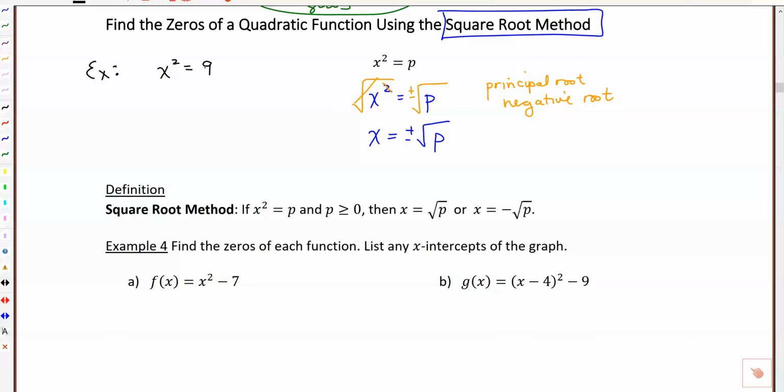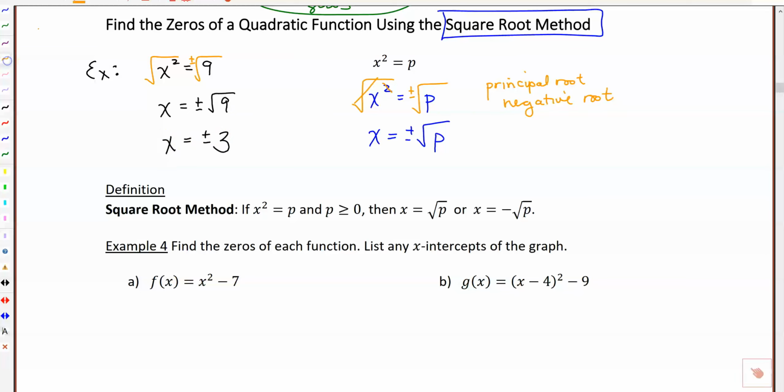So using this square root method, if I wanted to solve for this variable and I square root both sides, don't forget about your plus or minus as soon as you introduce your square root. So on this side, the square and the square root cancel, and I just get x. And on this other side, I get plus or minus the square root of 9. And then we know that we can simplify the square root of 9 to 3. So there is your principal root, the positive 3, and then the negative root, which would be negative 3.